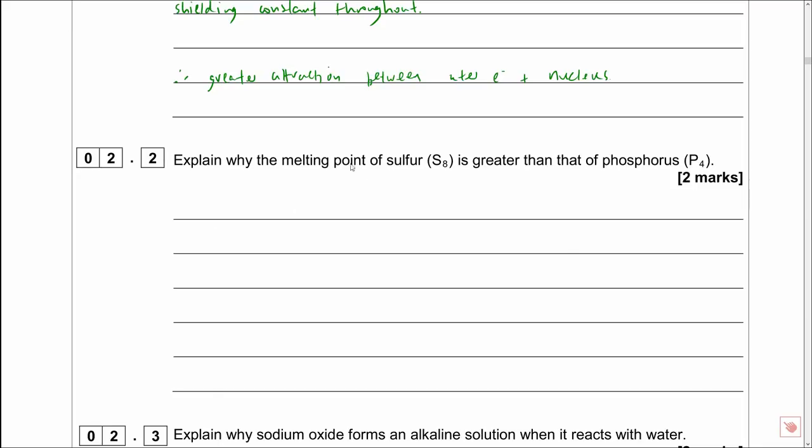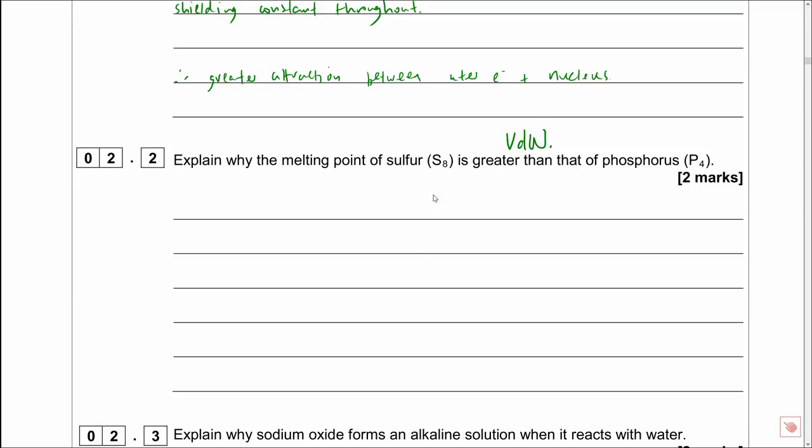So why is the melting point of sulfur, S8, why is that greater than phosphorus's P4? Straight away we're looking at molecules here, so we're looking at intermolecular forces. What's our intermolecular force going to be? Well, we've not got hydrogen bonding, we've not got a dipole on the go here, so we're looking for van der Waals forces.